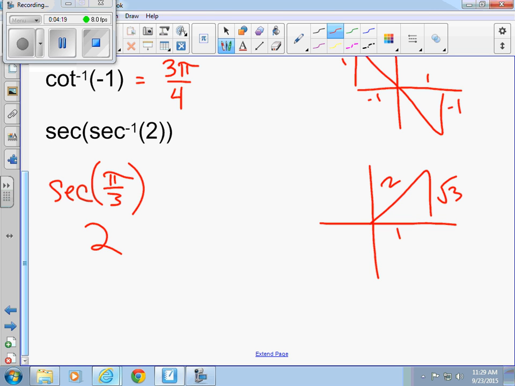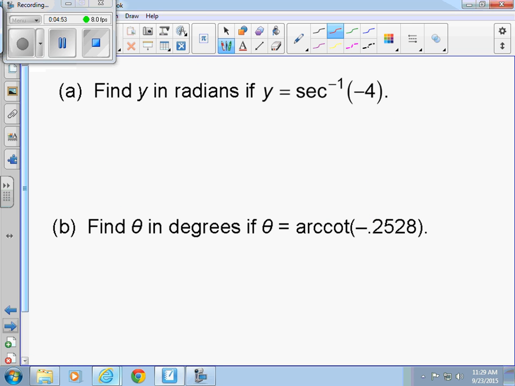Would it make sense that secant and secant inverse would just cancel out? Yeah. You remember it felt like we were running in circles, didn't it? Because we were. We did something and then undid it. Right? Yeah, those cancel. Alright, so this is picking up where we left off yesterday.